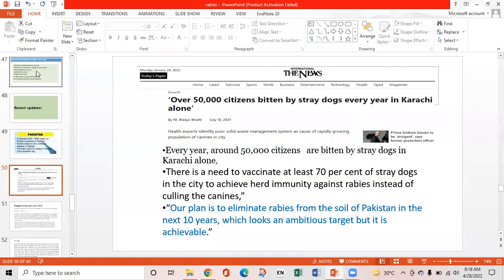An article recently published in the news shows over 50,000 citizens are bitten by stray dogs in Karachi alone every year. There is a need to vaccinate at least 70% of the stray dogs in the city to achieve herd immunity against rabies instead of culling the canines. Our plan is to eliminate rabies from Pakistan in the next 10 years, which looks an ambitious target, but it is achievable.